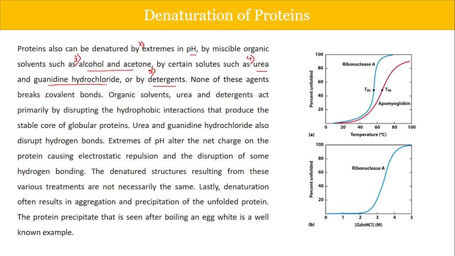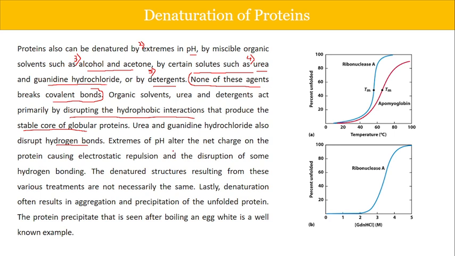So none of these agents breaks your covalent bonds. This is an important thing, that none of these denaturing agents can actually break your covalent bonds. Organic solvents, urea and detergents act primarily by disrupting your hydrophobic interactions that produce the stable core of your globular protein. Also, urea and guanidinium hydrochloride disrupt your hydrogen bonds.